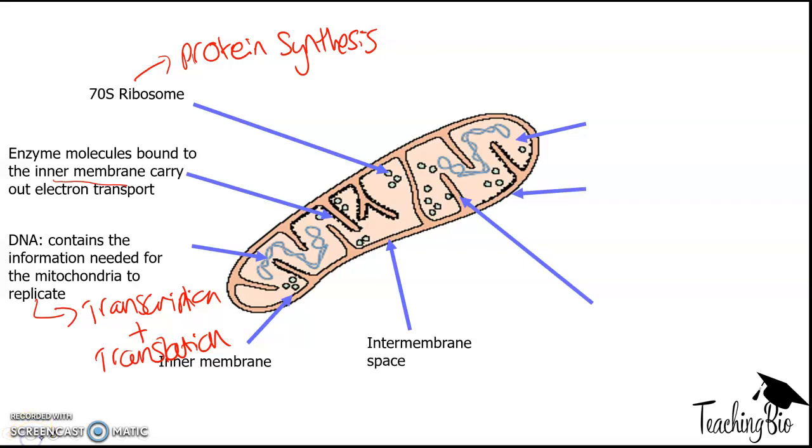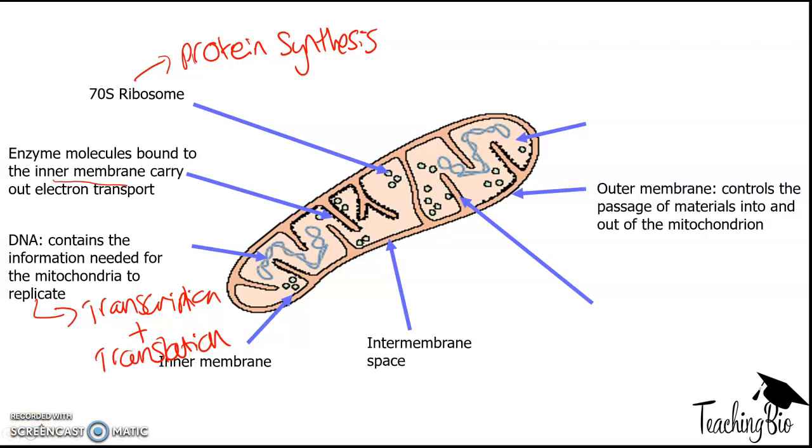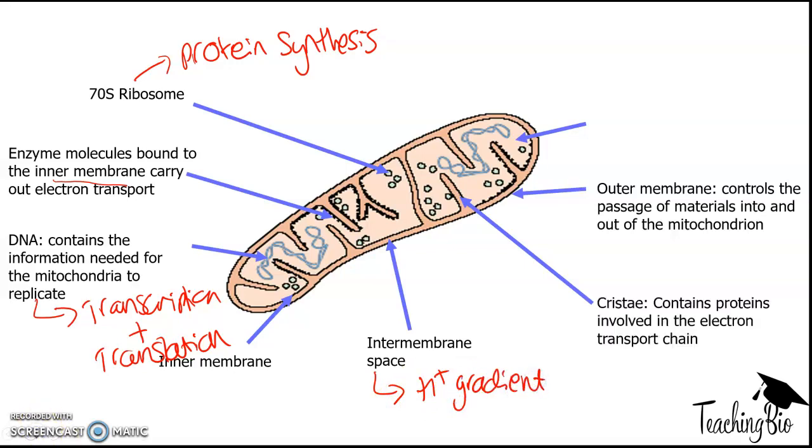Next, we have the inner membrane. We've got the intermembrane space and the outer membrane. The outer membrane controls the entry and exit of materials such as ions, other compounds and proteins in and out of the mitochondria. We've also got the intermembrane space, which is important to allow for the proton gradient to be maintained.